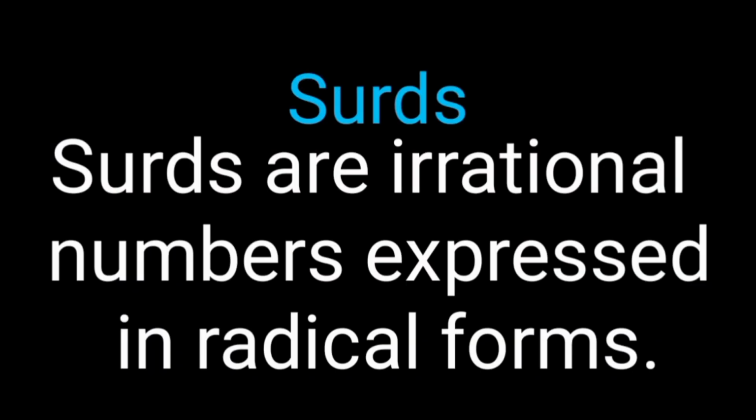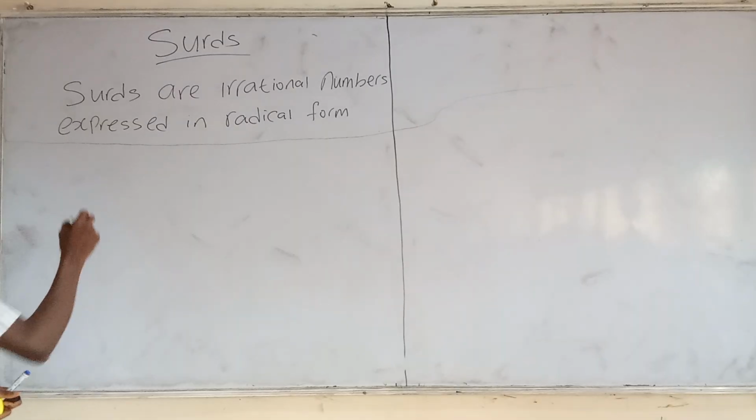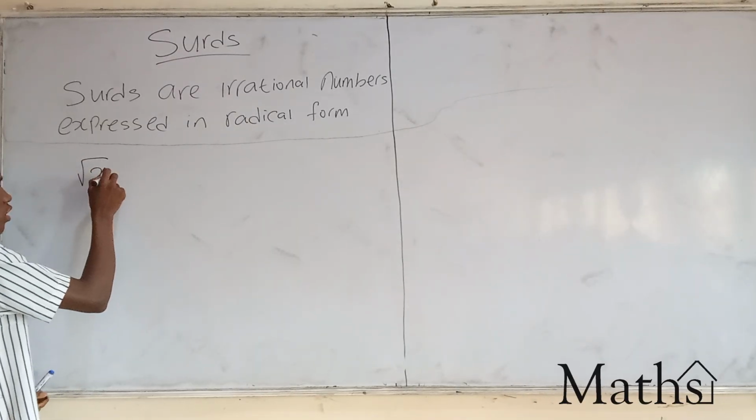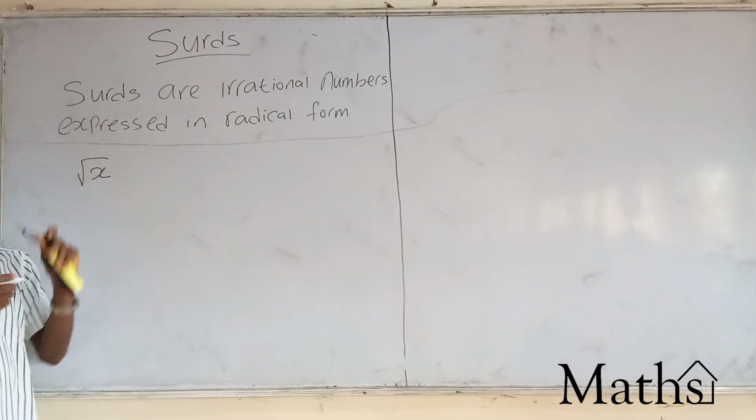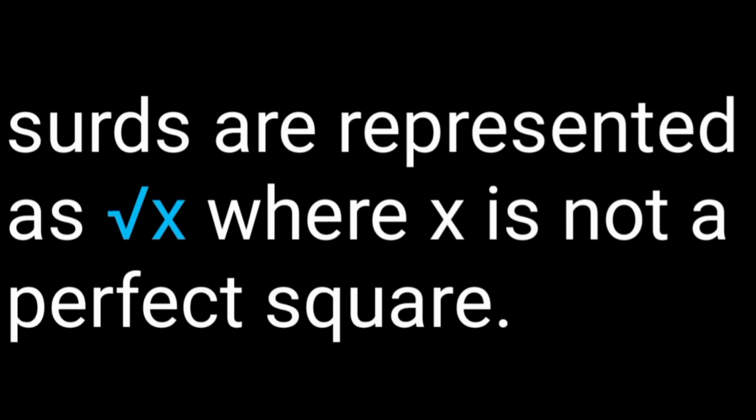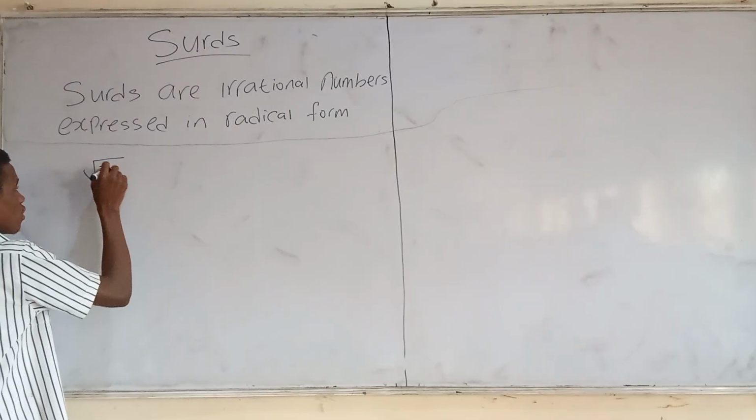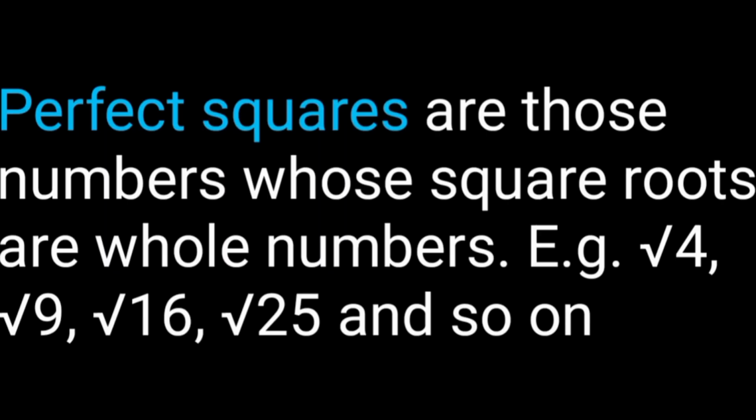Surds are irrational numbers expressed in radical form. That means in the form of the square root of a number, where this number cannot be expressed as an integer. Is that clear? Where x is not a perfect square. Perfect squares are those numbers whose square root is a whole number. Now when we talk of surds, we are talking of numbers whose square roots are not whole numbers.